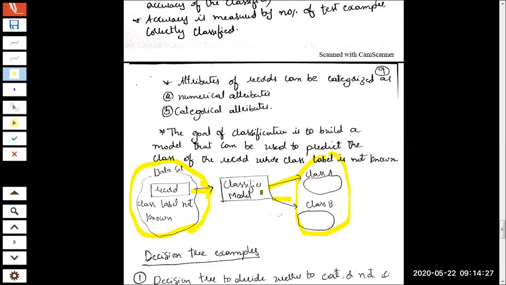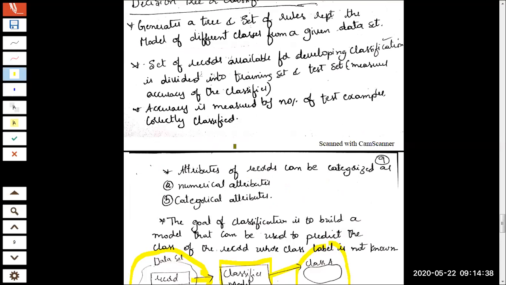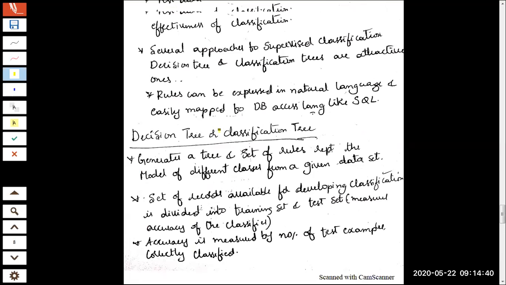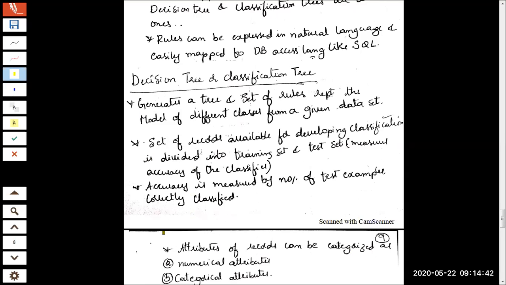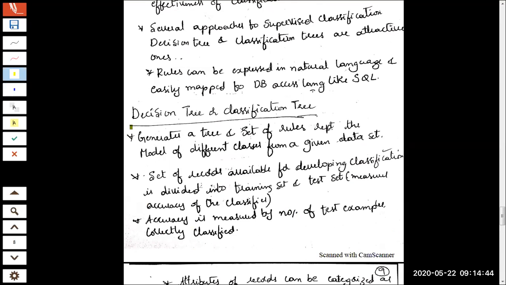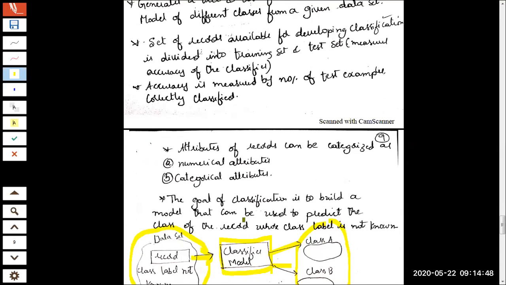We also understood that this classifier is not doing this task on its own. You need to train it, which we called supervised classification. Before that, we saw what a decision tree is. A decision tree is a way of realizing a classifier, a way of designing and implementing a classifier.